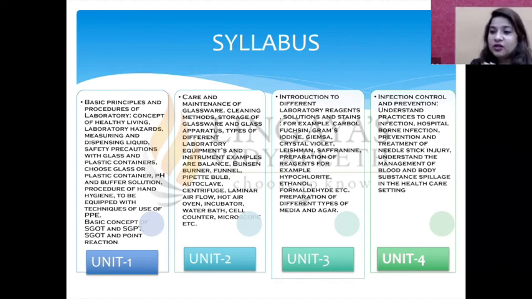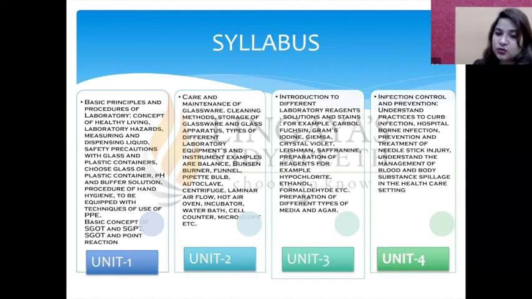So we'll be having an overview and introduction about these instruments, that what are these instruments and why these instruments are used in the laboratory, what is the purpose of using these instruments in the laboratory, and how we can take the care and maintenance of these glasswares and instruments while working in the laboratory, so that we can increase the shelf life of these instruments and glasswares.